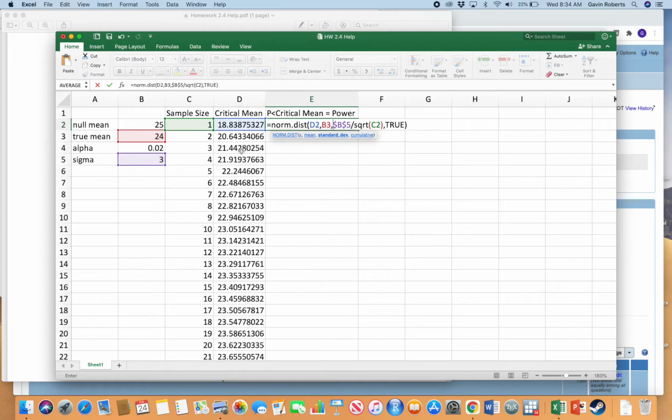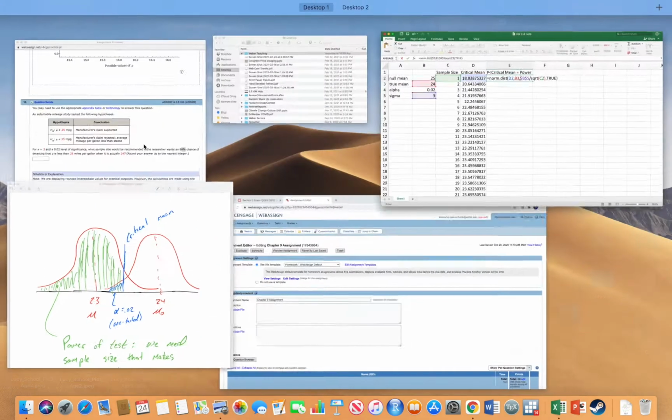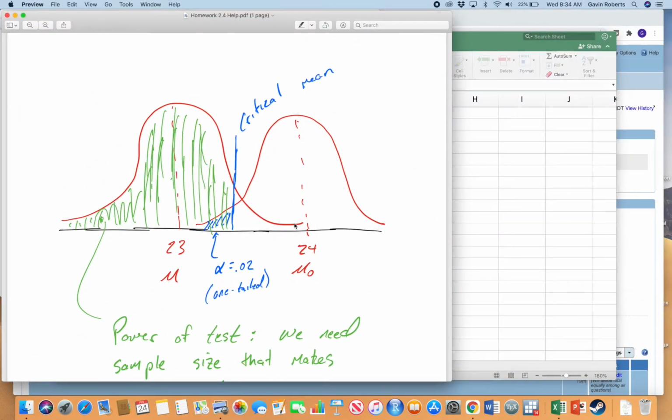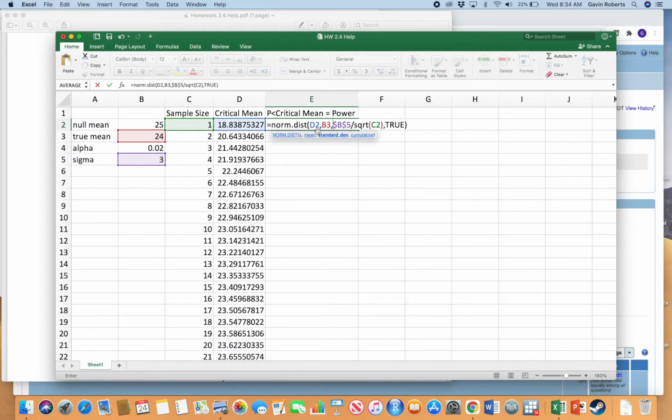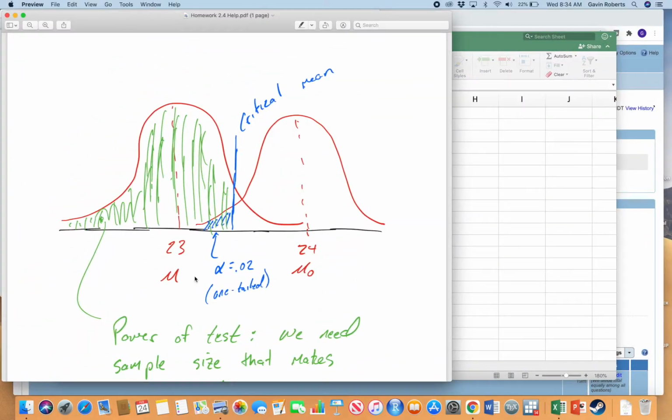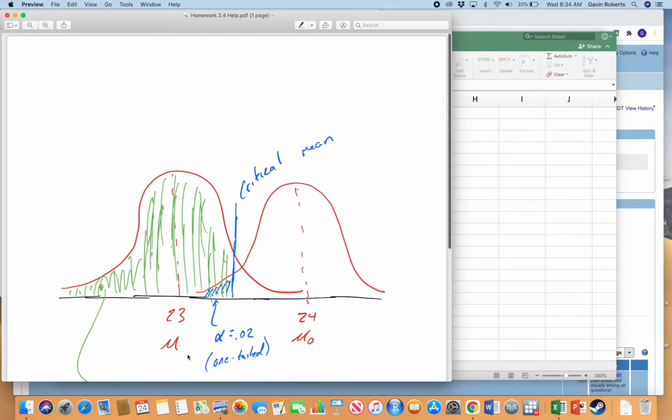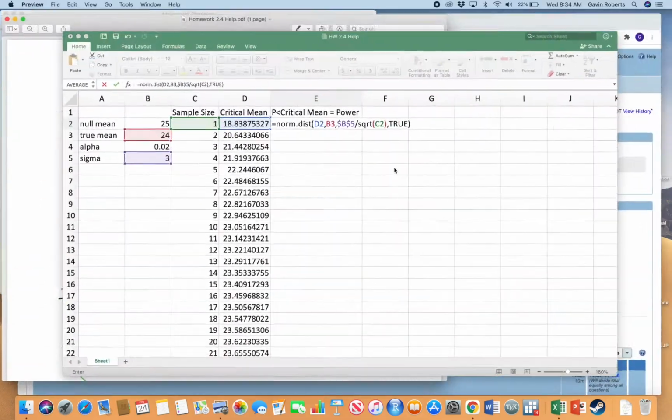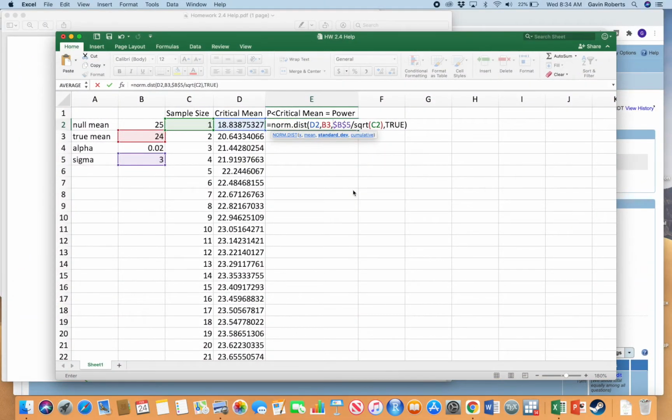Notice that when I calculated the critical mean, I used the null, because that's based on the null distribution. But when I calculate the probability, I base that on the true distribution, because that's where I'm pulling my data from. And again, sorry that it gave me different numbers. So you should be thinking 24 is true, 25 is null, because they just shifted this when I did this new version of the problem.